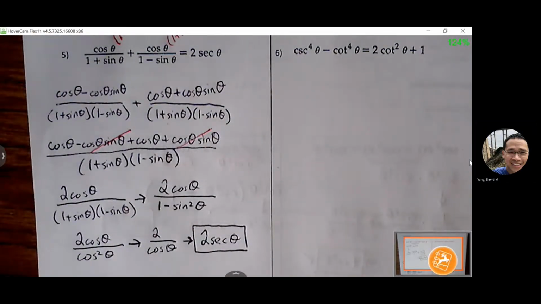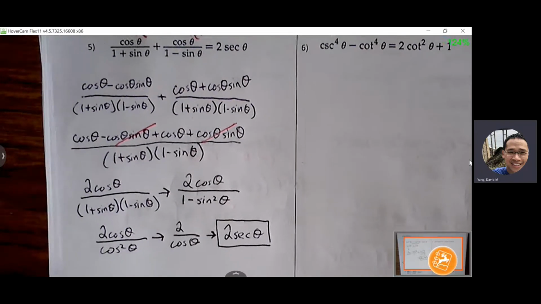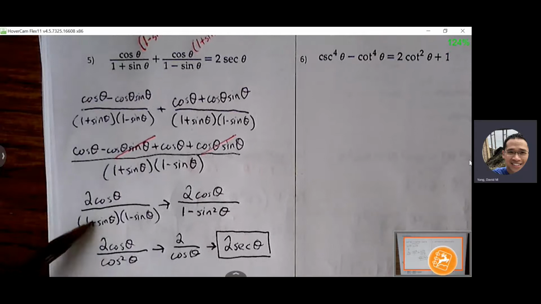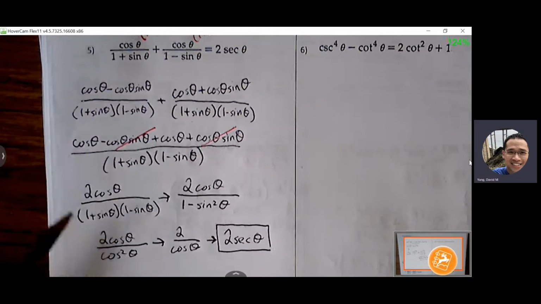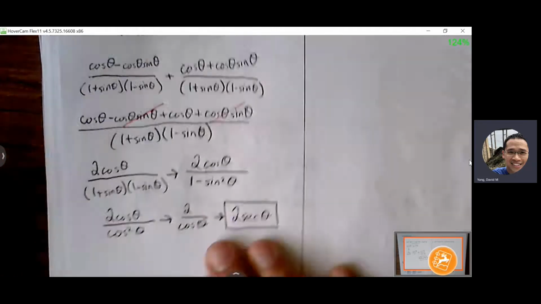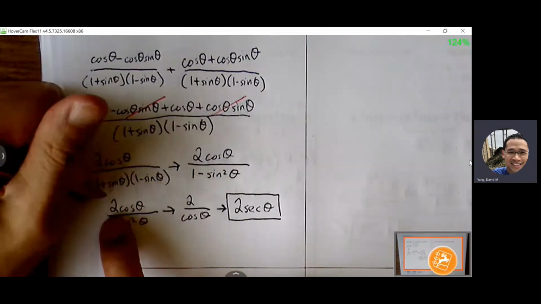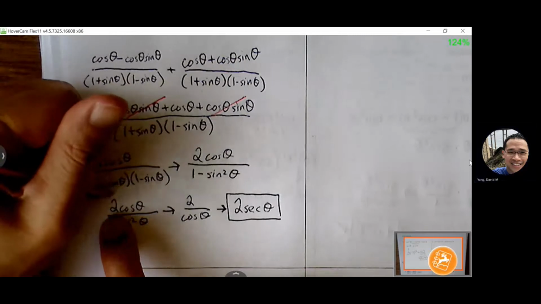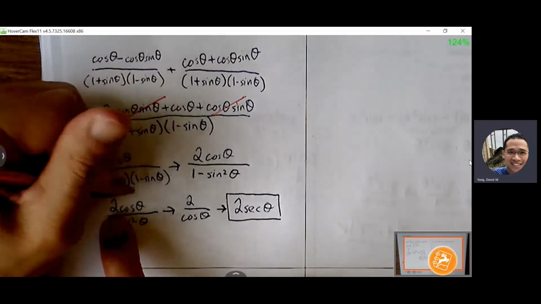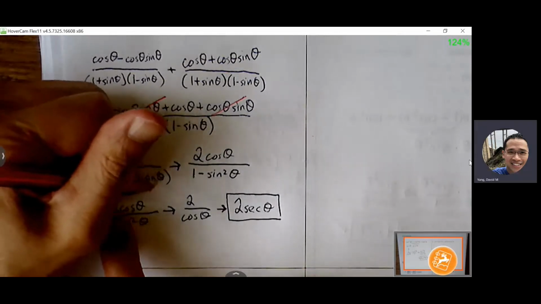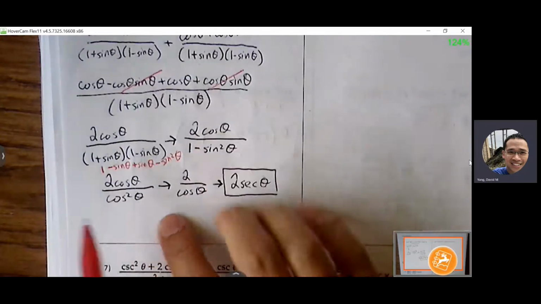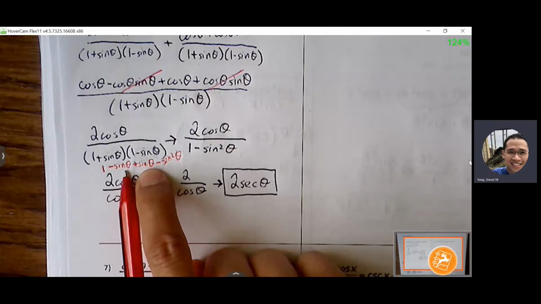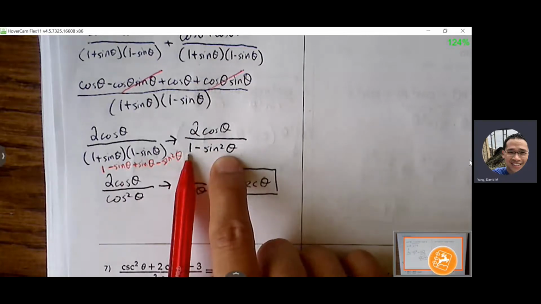So on the 2 cosine theta over 1 plus sine theta, 1 minus sine theta, oh, I pulled this out, so let me show you that. So 1 times 1 is 1. Minus sine theta plus sine theta minus sine squared theta. So technically there are 4 terms, but the middle terms drop out. So I'm left with 1 minus sine squared. Okay.